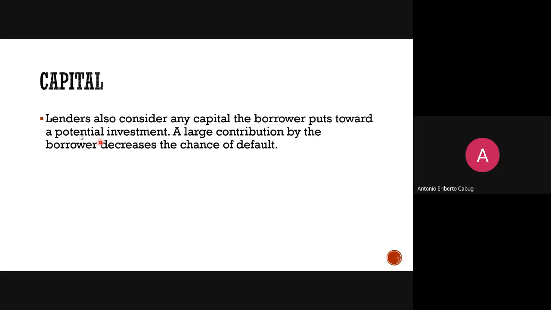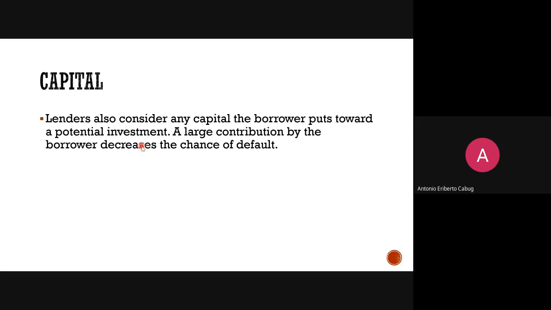Capital. Lenders also consider any capital the borrower puts forward as a potential investment. A large contribution by the borrower decreases the chance of default. And therefore, kung marami kayong nilagay na capital, mas malaki yung chance na maniniwala sa inyo yung bangko. Okay? So, kung malaki ang contribution nyo, yung sarili nyong pera, namuhunan kayo ng 1 million, yung bangko, willing magpautang sa inyo ng 500,000. Kasi ang laki ng pera ng nilagay mo. So, kung kaya mo maglagay ng 1 million sa business mo, yung bank maniniwala din na hindi mo sila tatakbuhan.